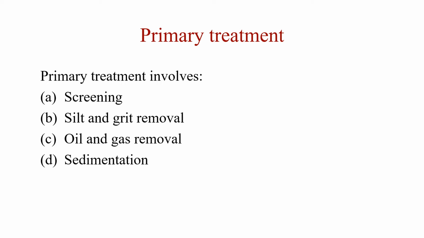First one. Primary treatment involves screening, silt and grit removal, oil and grease removal, and the sedimentation process. After the completion of all these four processes, the water is free from physically removable contaminations, which can be easily removed after the primary treatment.